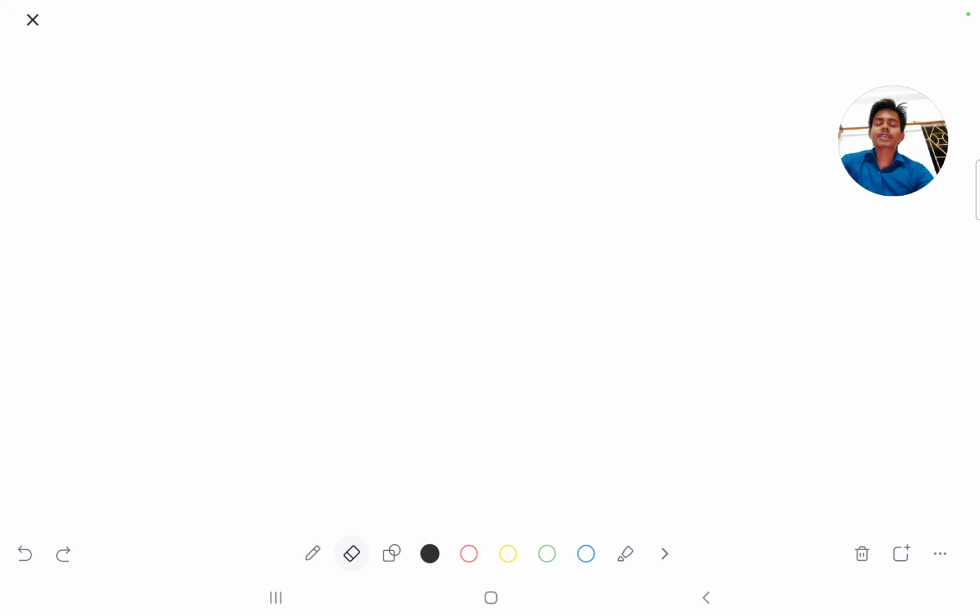Today, I am going to explain what is a complex number, what is the magnitude of a complex number, what is the argument of a complex number, and what is the polar form of a complex number. So let's start.